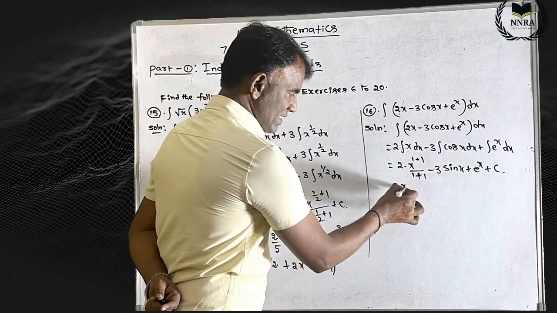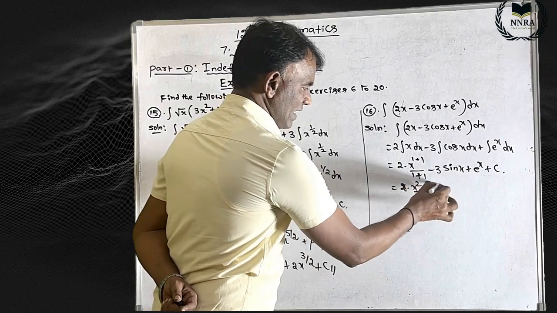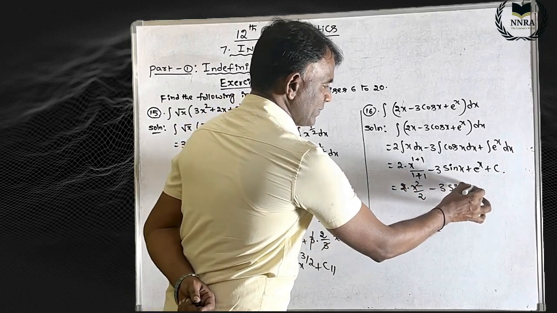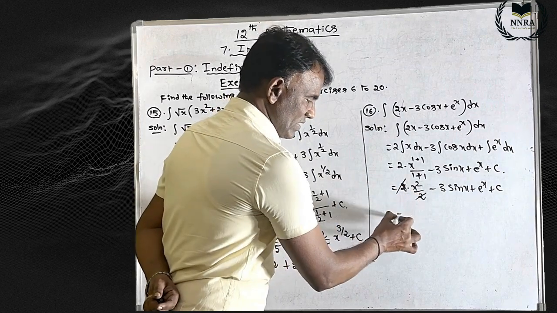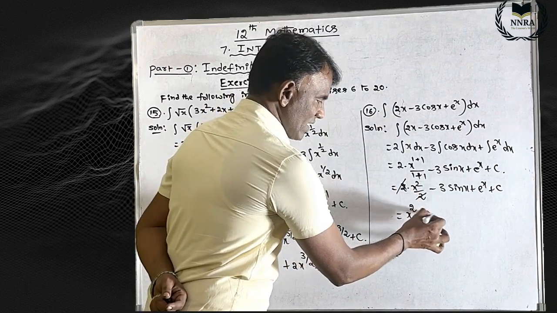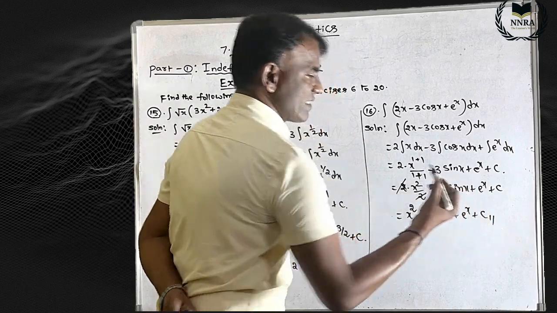So how to write it? 2 into x square by 2, right? And minus 3 into sin x, then plus e power x plus constant. Now 2 gets cancelled. What's the remaining? x square minus 3 sin x plus e power x plus constant.